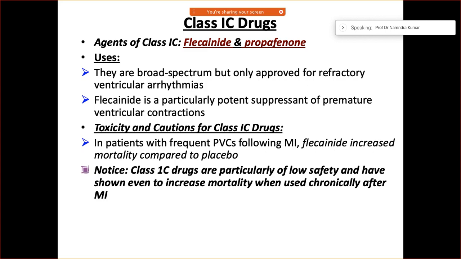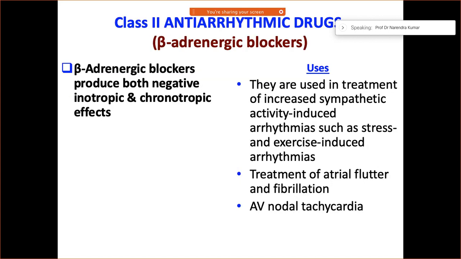So these drugs have a broad spectrum, although they have been approved for refractory ventricular arrhythmias. And flecainide is really a very potent drug, especially if you're thinking of suppressing premature ventricular complexes or even VT as well. Although flecainide has so far not shown any mortality benefits. One of the other problems is that the safety is not so good, and especially if someone has a history of myocardial infarction, it is better to avoid the class 1C group of drugs.